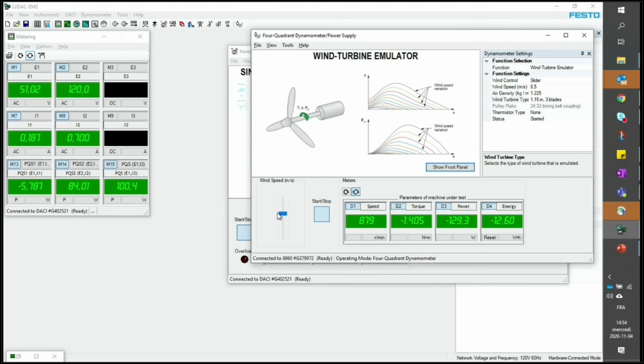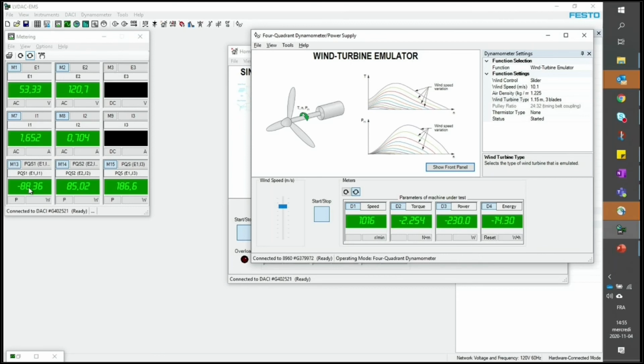And then if the wind blows even more than that, at 10 meters per second, now not only does it provide power for my load, but it also provides power to charge up the battery. So right now, as you can see with the negative sign, the battery is being charged by my wind turbine. So the wind turbine is providing both power to the load and power to charge the battery.